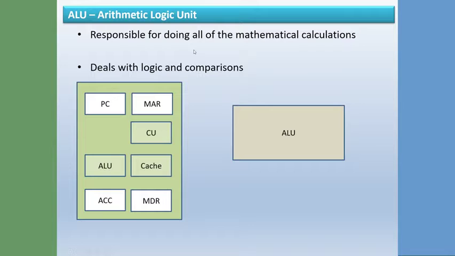The ALU, as I just said, the arithmetic logic unit, is responsible for doing all of the mathematical calculations, and it also deals with logic and comparisons. So an example of that would be, is A greater than B? Is B greater than or equal to A? That's a comparison. So that would be carried out by the ALU.